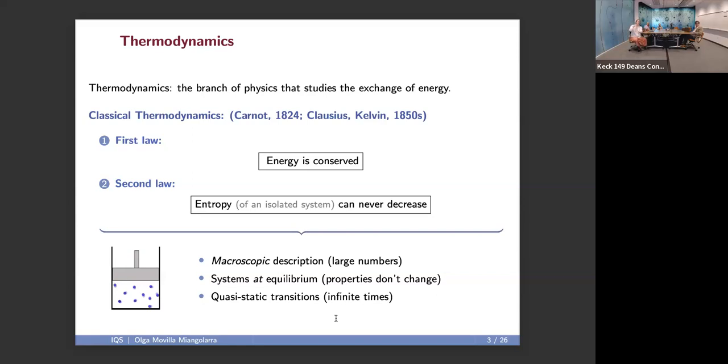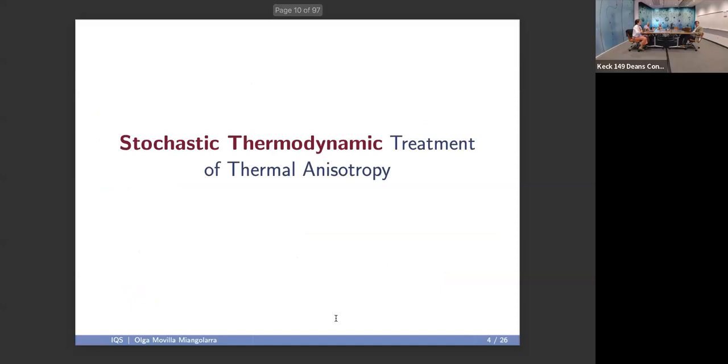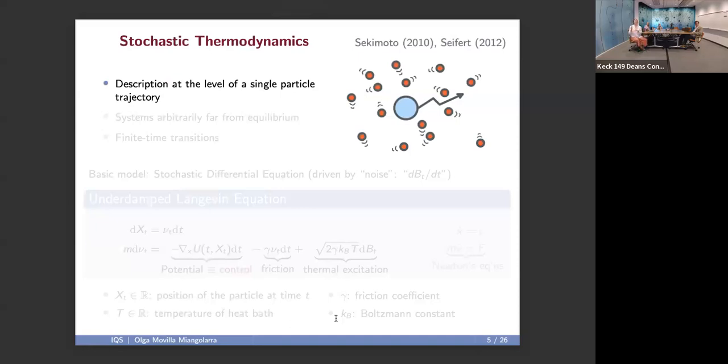So as a way to overcome these drawbacks, the next concept of my title comes along, which is stochastic thermodynamics. Stochastic thermodynamics was born around 40 years ago, and it's born as a theory that is able to quantify thermodynamics at the level of single particle trajectories.